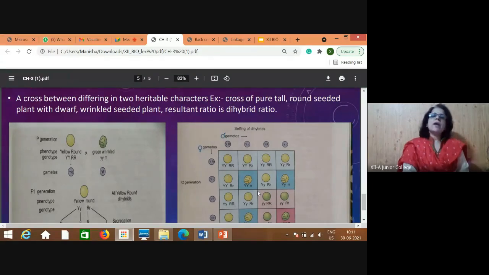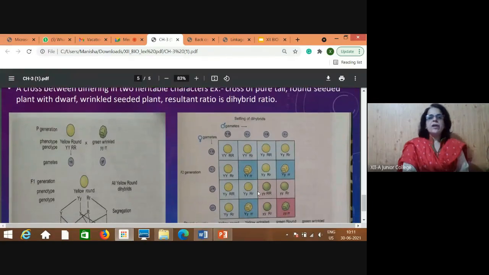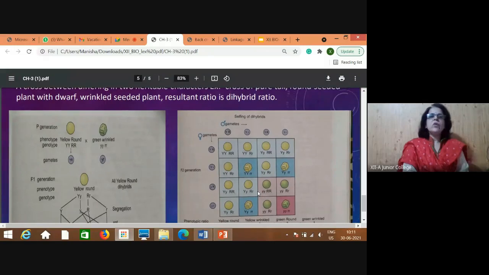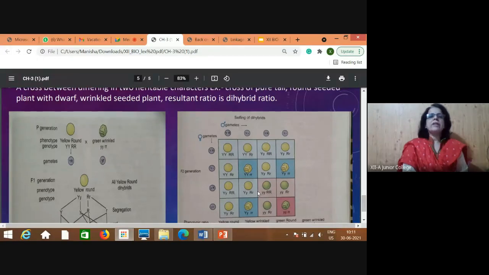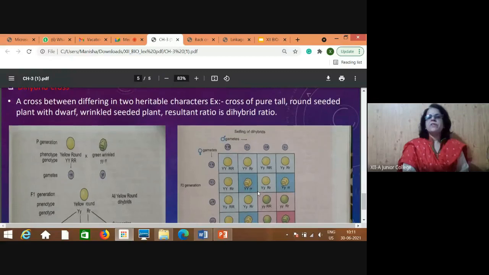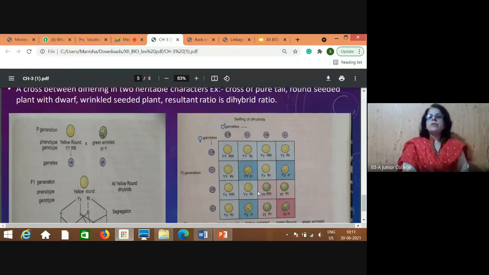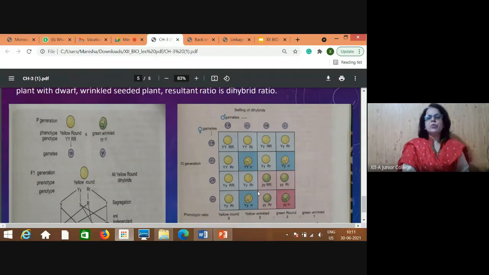Now what are these two characters considered here in this example? One is color of the seed, that is yellow and green. Yellow is considered to be dominant, and green is considered to be recessive. That we will see, and accordingly the genotypes also are mentioned in this example. And the second is what? The second thing considered in this case is the texture of the seed, whether it is smooth, round shapes. It is considered to be shape in the textbook, that is whether it is round or wrinkled, having wrinkles on the surface of the seed.